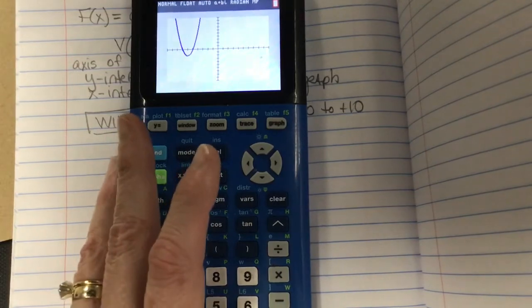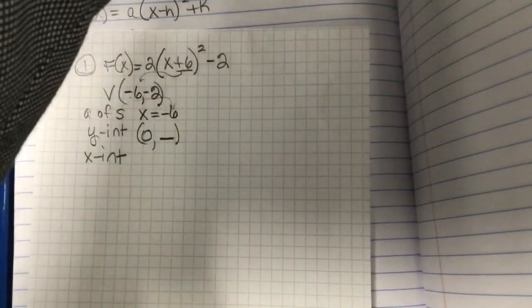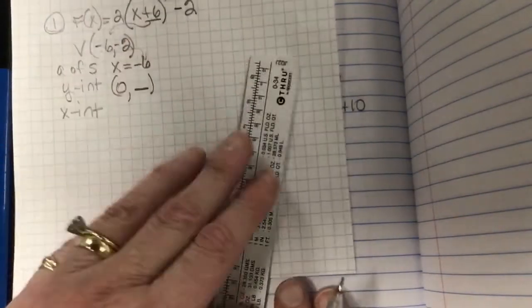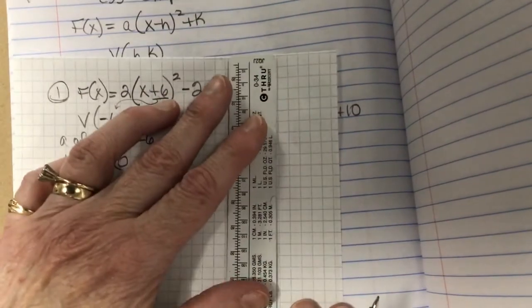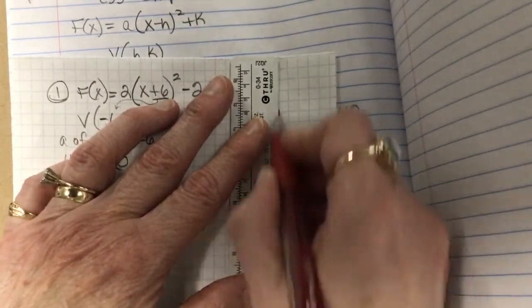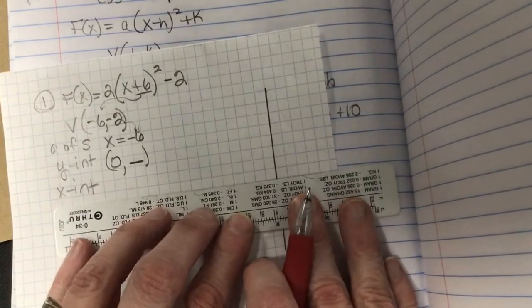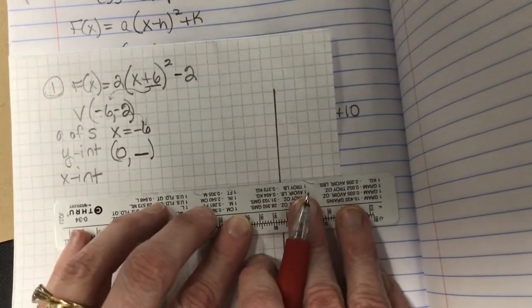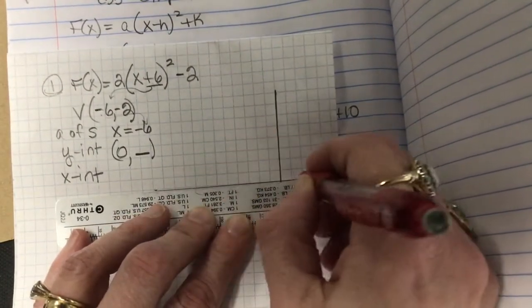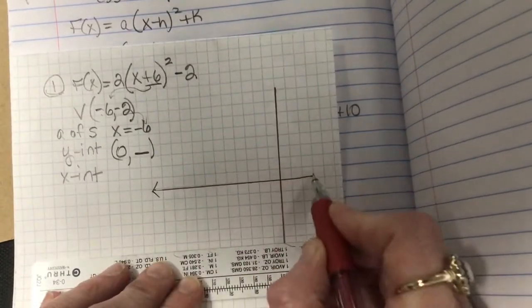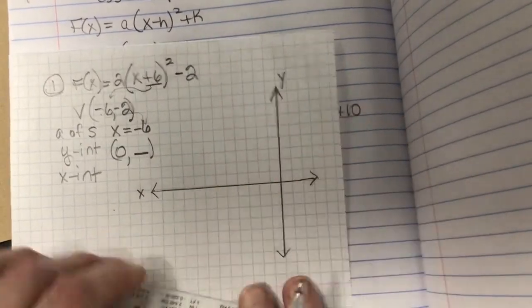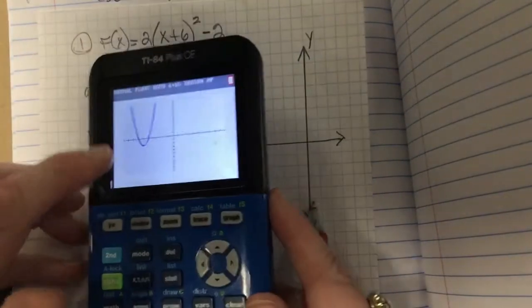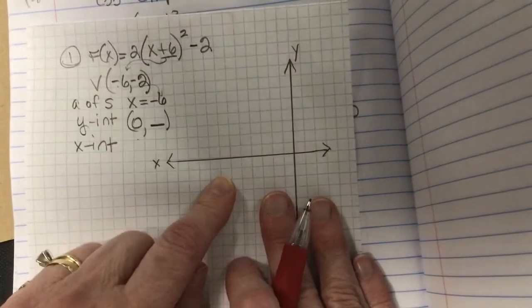So let's get our graph paper, and let's kind of lay that to the side for just a minute. Our vertex is at -6, -2. So I need my x-axis, my y-axis to kind of be over here to the side. And I'm going to do my x-axis this way because I got to come all the way over to -6. So I base my graph on what my vertex is. See, because my graph is way over here, and so I need my graph over here.